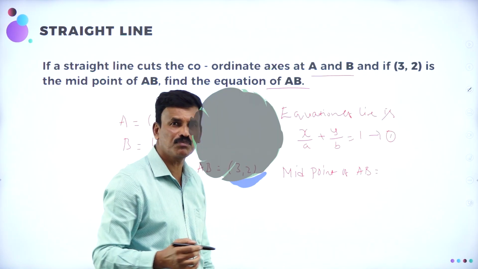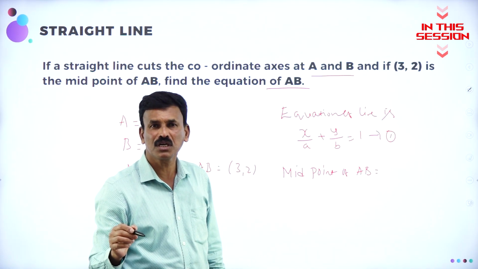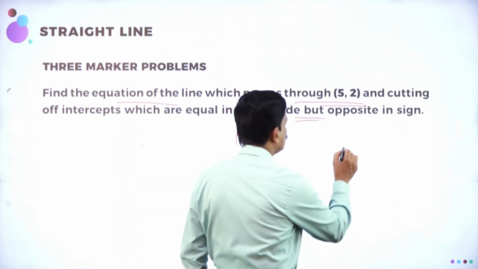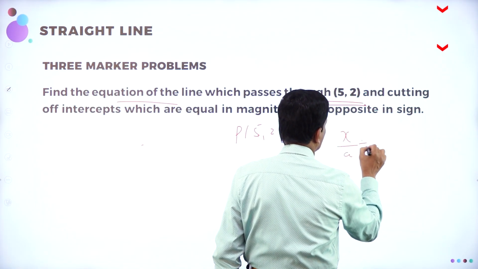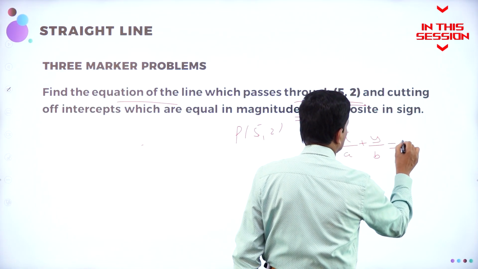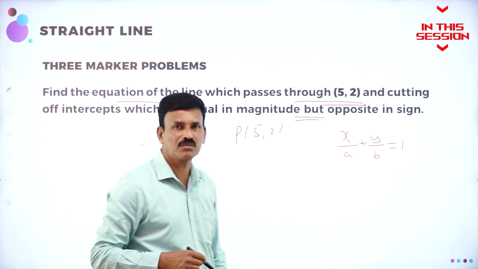What is the formula for midpoint? x1 plus x2 by 2 comma y1 plus y2 by 2. You know the equation of a straight line in the intercept form, x by a plus y by b is equal to 1. This is the intercept form of a straight line.